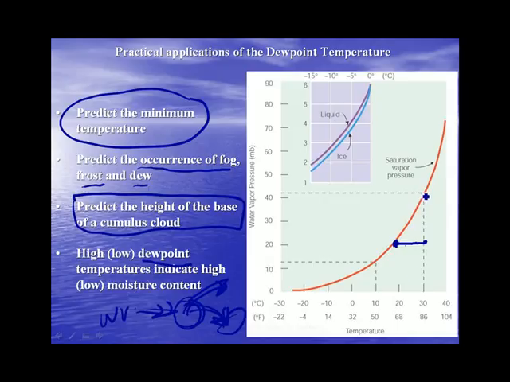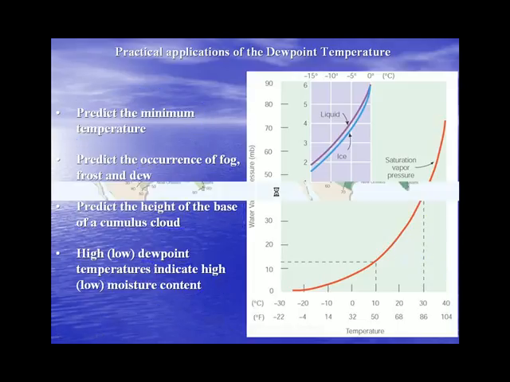Higher dew points, in other words, if we've got an air parcel here, its vapor pressure is 42, its dew point temperature is 30. Here, the dew point temperature is 20. Its vapor pressure is 22, so it has less moisture. Lower dew point, less moisture. Higher dew point, higher moisture. So you can help to forecast for clouds, precip, those types of applications. So you see there are quite a few practical applications of dew point temperature.